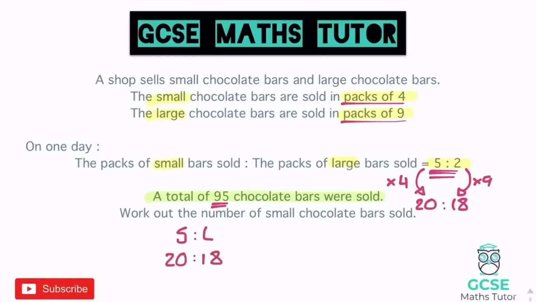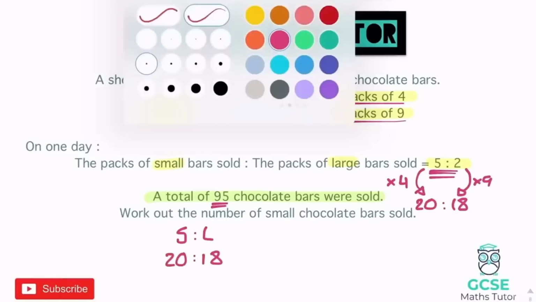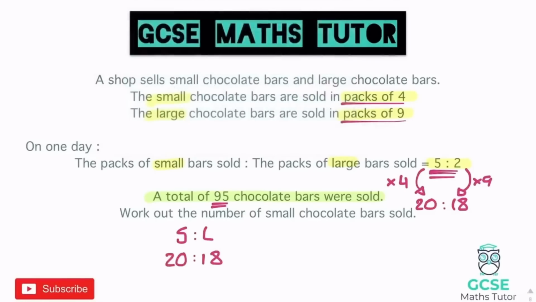Again, if it told us the amount of packs that were sold, we wouldn't actually need to do that, but because the information says the amount of chocolate bars that were sold, we just need to change that ratio into an actual amount of chocolate bars, which we've done. We've changed our amount of packs into chocolate bars just by timesing that one by 4 and that one by 9 for the amount of chocolate bars in each pack. So now, our total for this ratio adds up to 38.